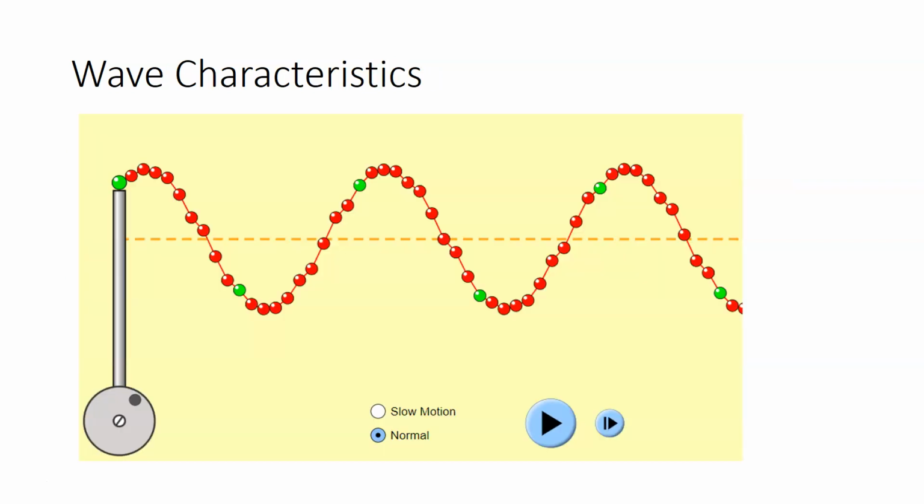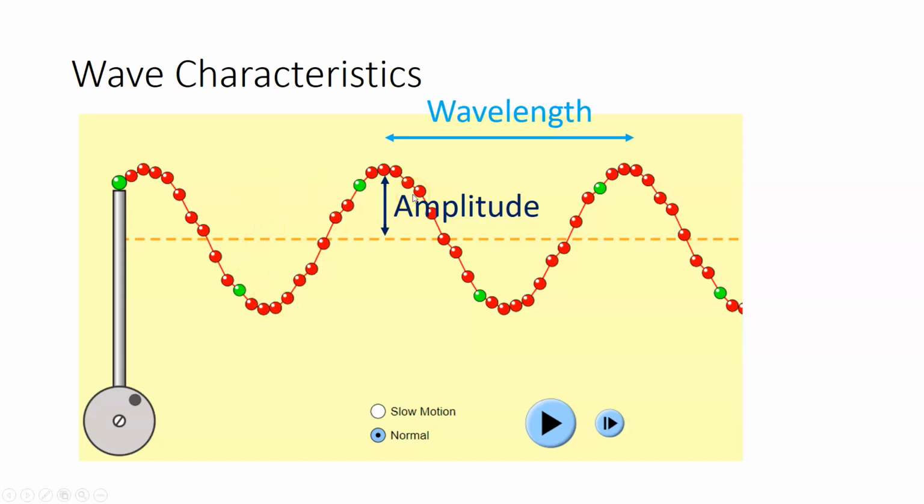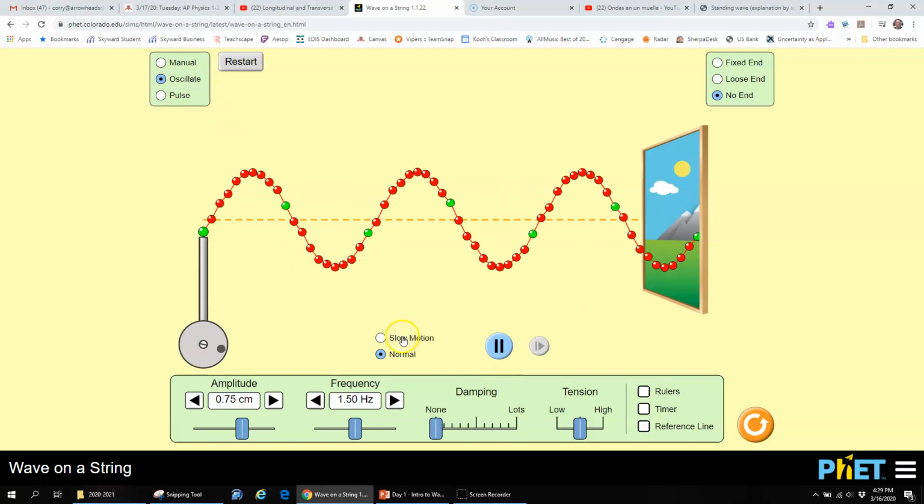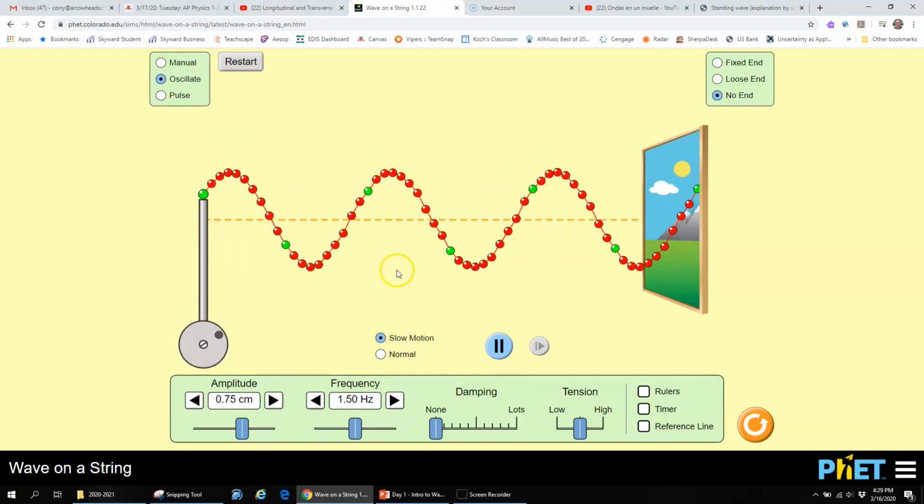And just to show you an example of that, this is a screenshot of the continuous wave there. This would be the amplitude. The amplitude could also be measured from the equilibrium position to a trough, and the wavelength would be the distance between crests in this case, or could also be measured from trough to trough. Just want to show you how you might measure some of these things. If you want, you could slow it down. It gets a little bit fast.